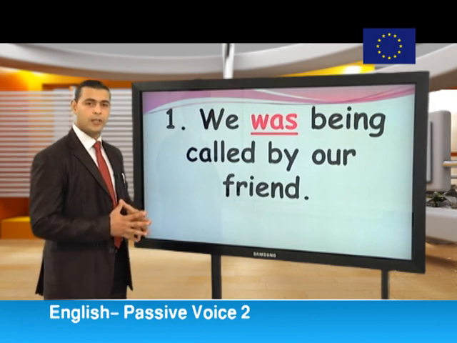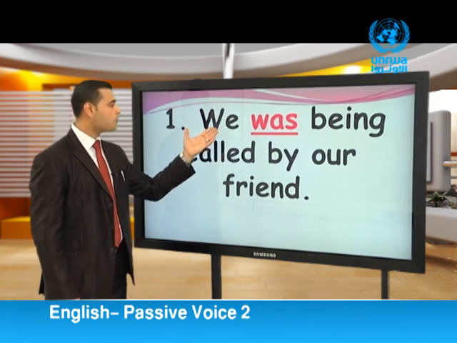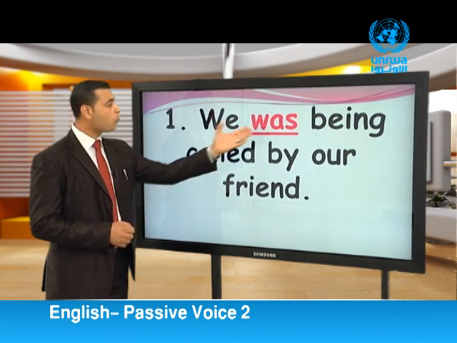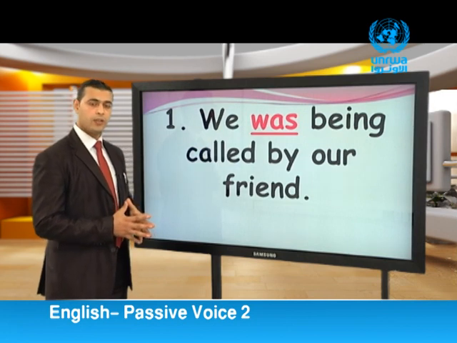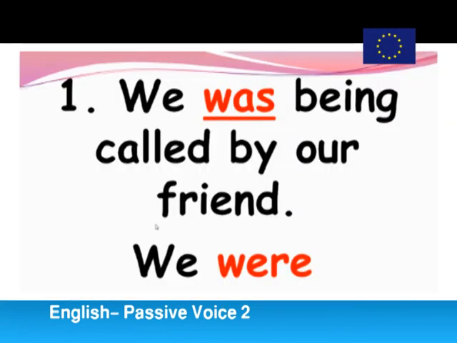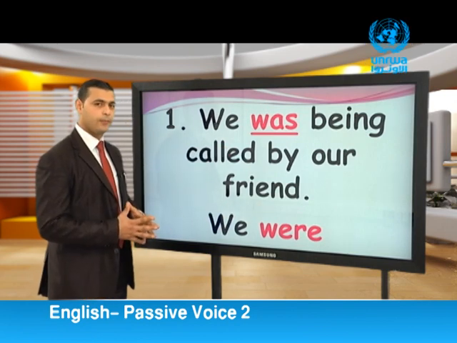What do you notice, dear students, here? Look at the underlined verb was. Here, the subject is we. We is a plural subject. We cannot use was with the plural subjects. So what do you think? Excellent, thank you very much. Here, we replace was with were. Here we say, we were being called by our friend.